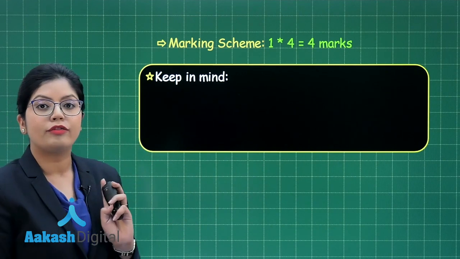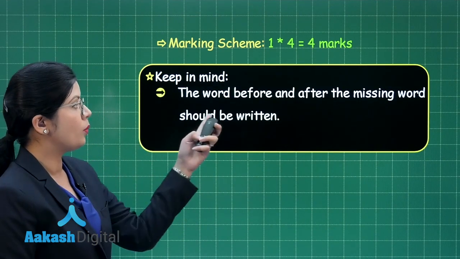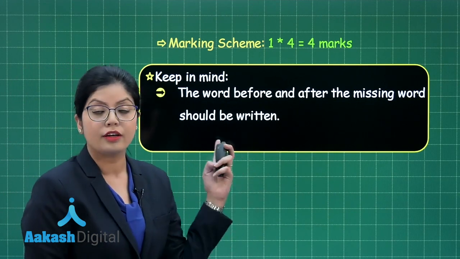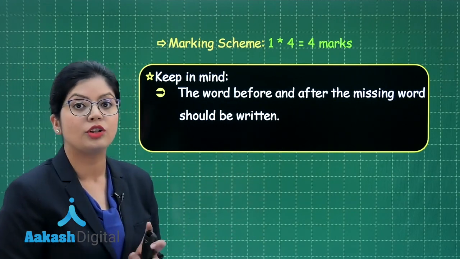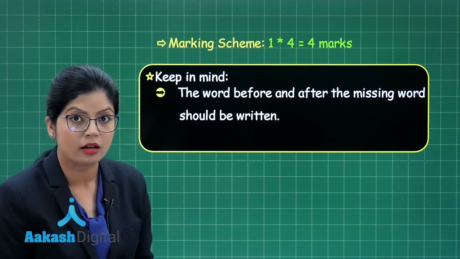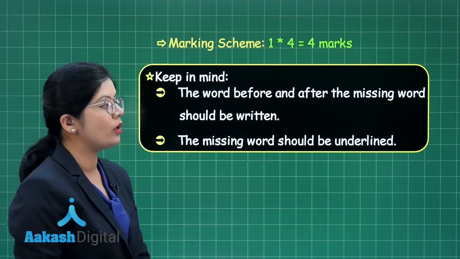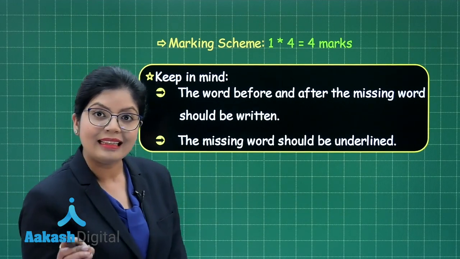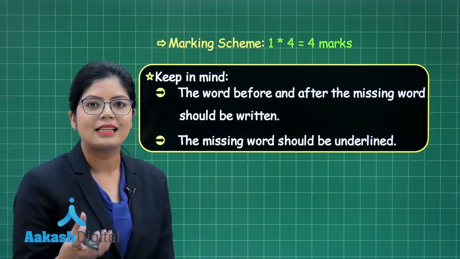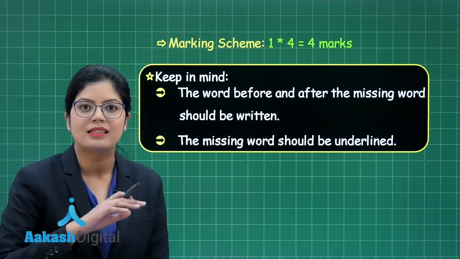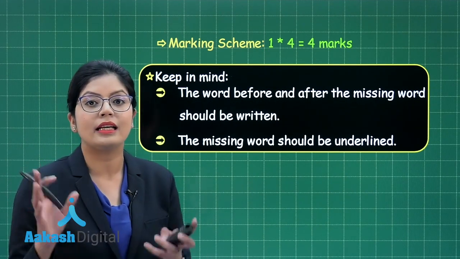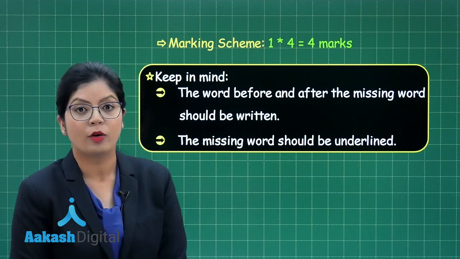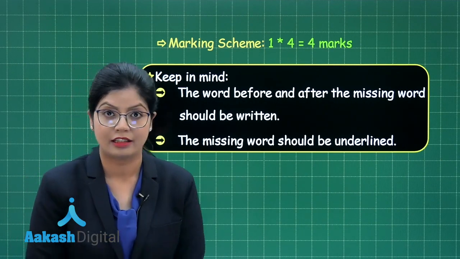2 things that you have to keep in mind. First, the word before and after the missing word should be written. If this is not written in your answer sheet, you will not get 1 full mark. And second, the missing word should be underlined. Like we did, by underlining the missing word, you allow the examiner to notice your responses correctly at the very beginning of the answer. So I hope the response to the answer is clear.